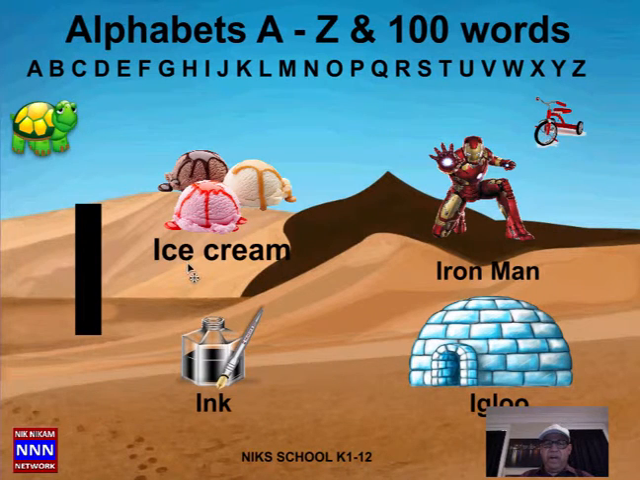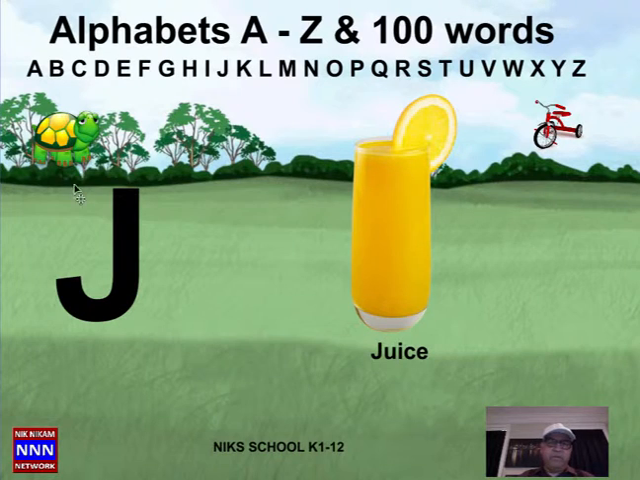So, ice cream, Iron Man, ink, and igloo all start with the letter I. So, repeat after me. Ice cream, Iron Man, ink, igloo. Wonderful. Okay, let's go to the next part now.